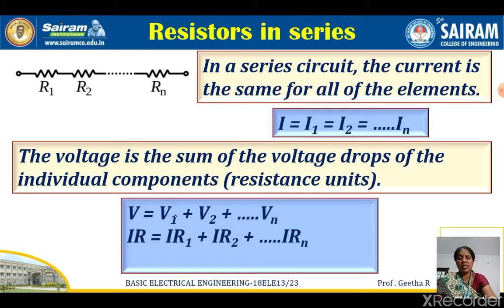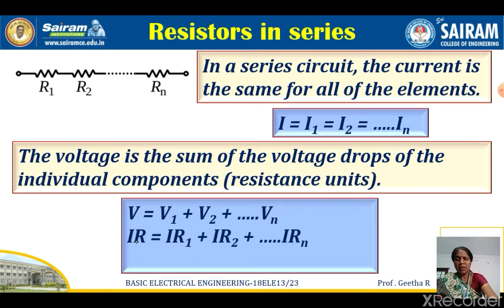Similarly, V1 is nothing but the voltage across R1, so it is I into R1. V2 is equal to the voltage drop across R2, so I into R2. Similarly, Vn is equal to the drop across Rn, that is product of I and Rn.